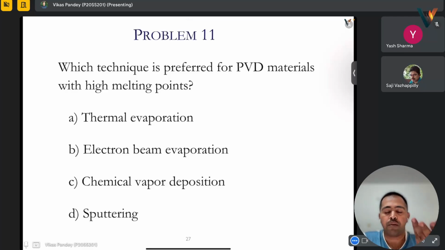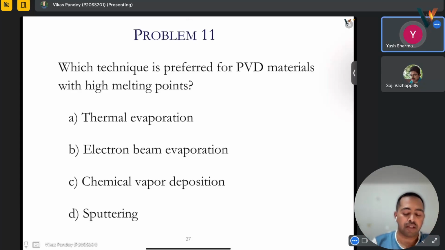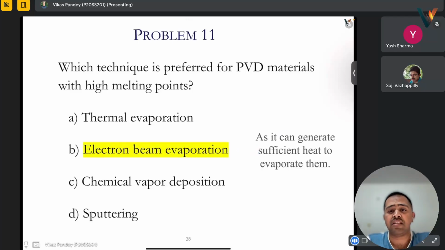In case of PVD, especially in case of evaporation methods, we have to melt it, right? So in case it has very high melting points, should we go for thermal evaporation, electron beam evaporation, chemical vapor deposition, or sputtering? So B, electron beam evaporation, as it generates sufficient heat to evaporate them.